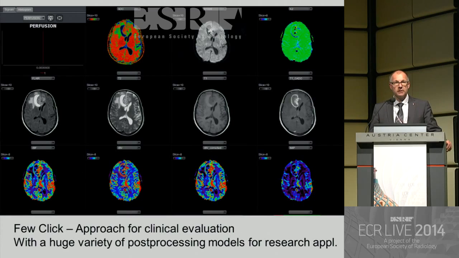What software requirements do we have? For me, coming from an academic center, we need a few-clicks-only approach for clinical evaluation, so easy and fast. And then also for those who are doing research on that, we need software that provides a huge variety of post-processing models for our research applications.